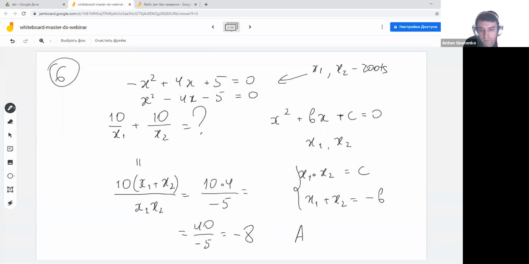Okay, and that's all we want to know. We didn't even try to find the roots. We just used the theorem and obtained the value of the expression we are asked to find.